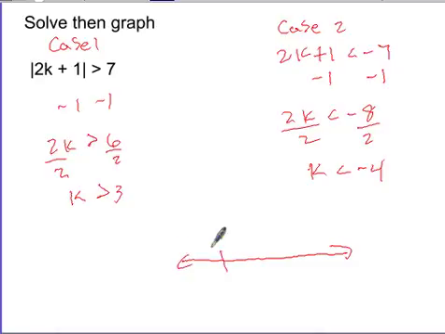Graph it. Negative 4 is here. 3 is here. Both sides get open symbols. K is greater than 3, so it goes this way. Or k is less than negative 4, so it goes this way. All right?